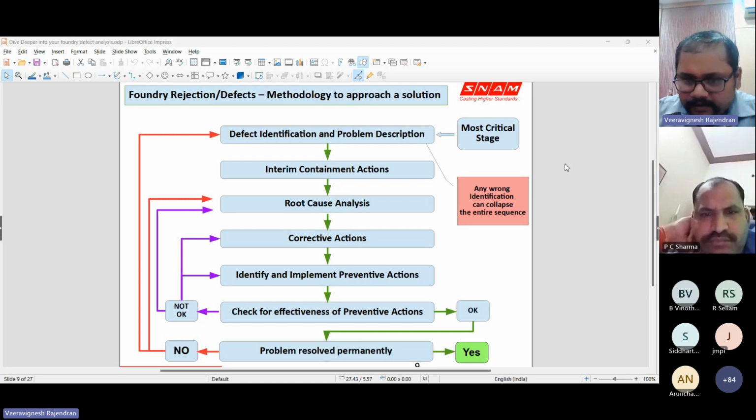If the problem is permanently resolved, yes, document it. If you don't see the problem permanently resolved, then you have done something wrong in the identification or root cause analysis. When you're doing an effectiveness check of the preventive action already taken, and if it is not so effective, then you have done something wrong in the corrective action or in the root cause analysis. So this is a loop, and this is a time bound loop, and this process should not stop.